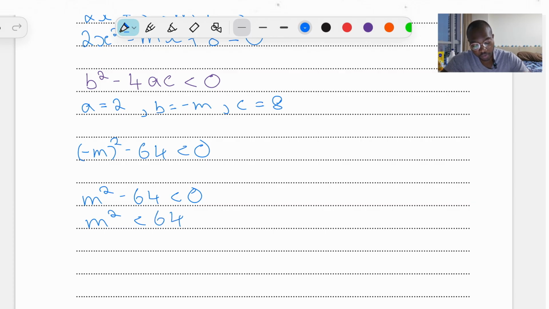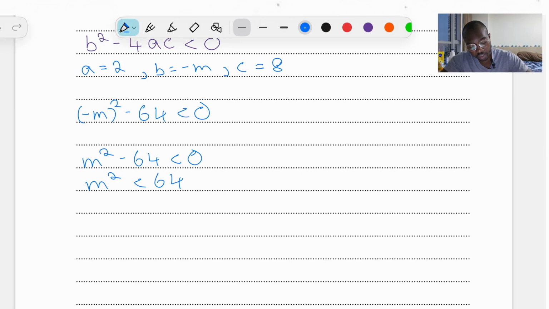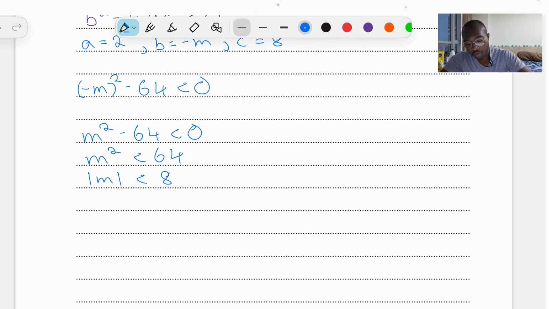And then for this, remember with inequalities, when we are doing the square root, we should write it as the mod of m is less than 8. What that means is we consider the positive and the negative variant of m. So we would have that m is less than 8 here. And also, considering the modulus, -m would be less than 8, which, if we make m the subject, we need to change the inequality, so m is greater than -8.